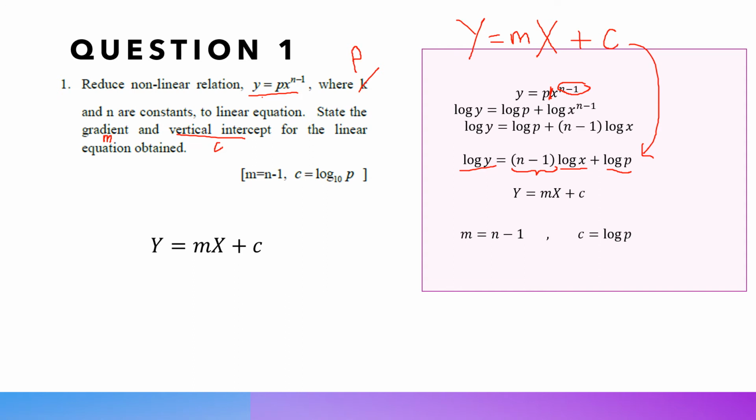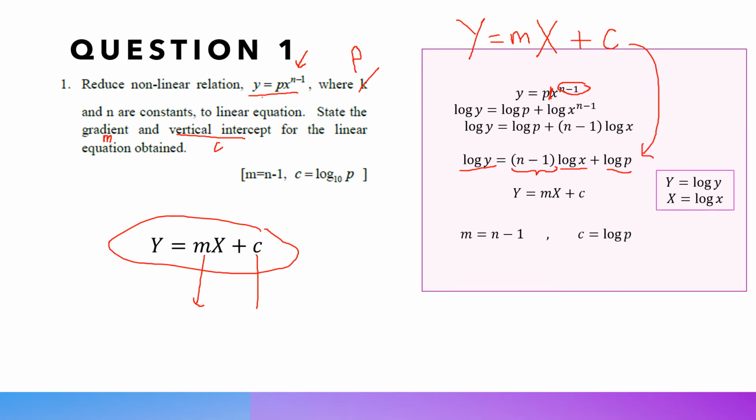The question did not ask you to write the value, it just asks you to state. So what you need to do from the equation here is know how to reduce it to be in this form, and then you compare it and find what is M, what is C. Okay, let's move to the second question.